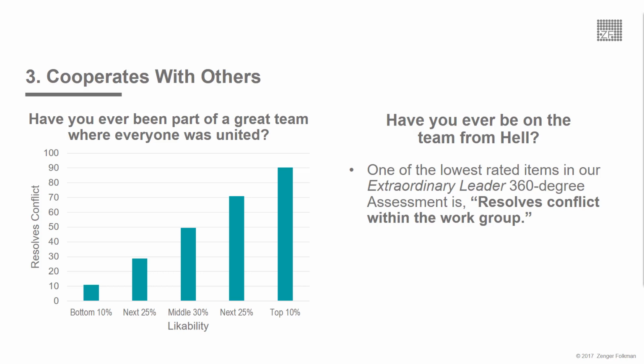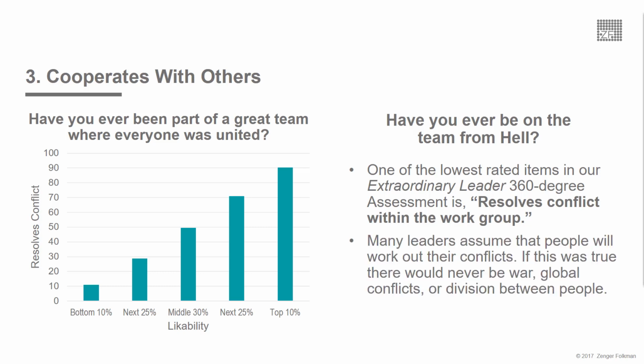Too many leaders believe that if people have conflicts, they'll work it out. They'll resolve themselves. Well, if that was true, there wouldn't be global conflicts and wars and divisions between people if people just worked it out. That would all work out. And that is an assumption that is never true. People don't work out conflicts. And as a leader, you can all think about a time when you were in a work group and there was conflict and people weren't cooperating and how that felt. And it's not good. And it creates a bad feeling in the group. And again, that leader that steps up and gets people to cooperate is perceived as a much more effective leader.